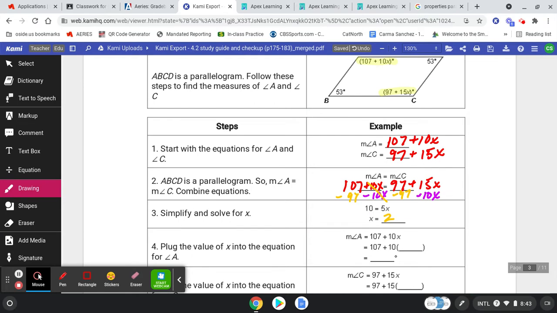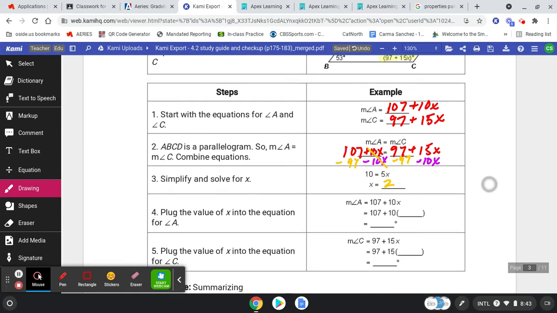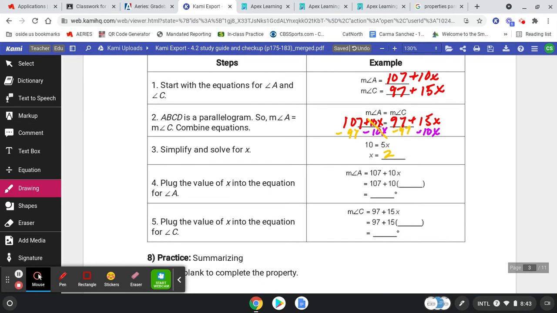5 times something equals 10. Now that we have that, we're going to take it and plug it into each expression in order to solve backwards for the angle measure. So 107 plus 10 times 2 is 107 plus 20, or 127 degrees. You okay with that one? 97 plus 15 times 2, or 97 plus 30, is 127 degrees. Sorry, I think I said 107. I meant 127.